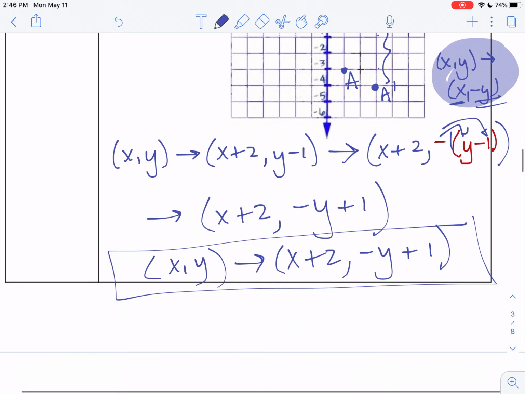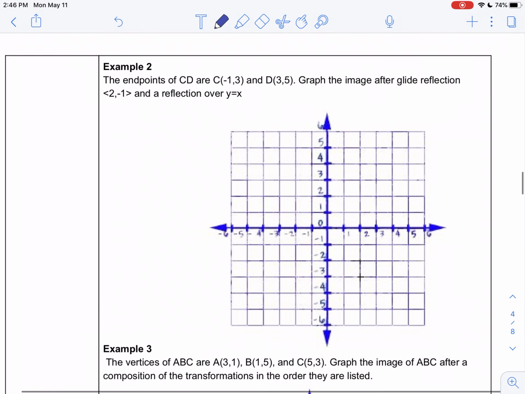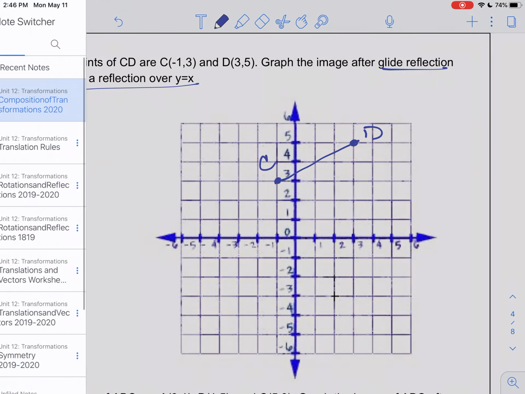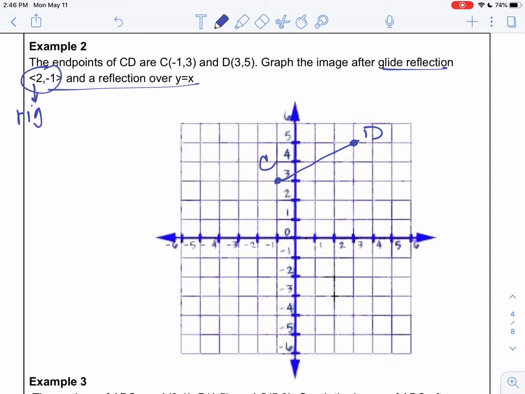Example 2. Now we're going to deal with a line segment. C is hanging out at (-1, 3), and D is hanging out at (3, 5). Again, we're going to do a glide reflection, and then a reflection over y = x. Our glide reflection this time is in terms of translation notation. So we are going to move right 2 units, as indicated by the positive 2, and down 1 unit, indicated by the -1 in the y position.